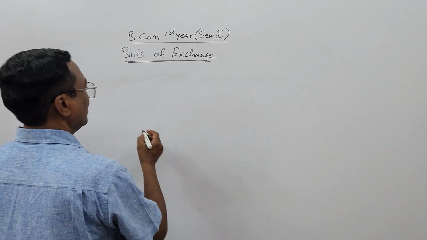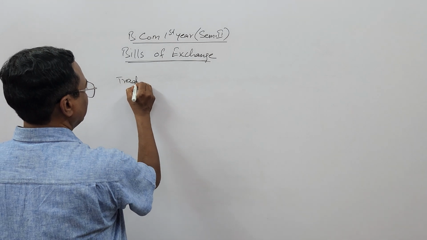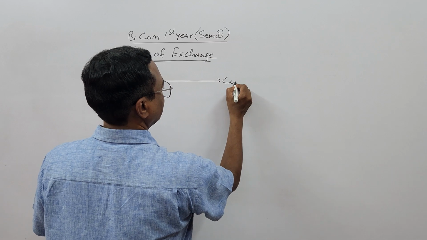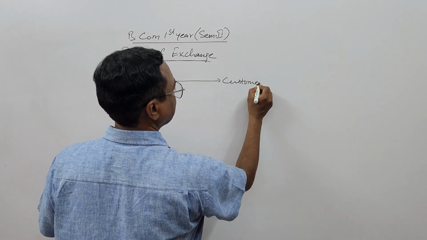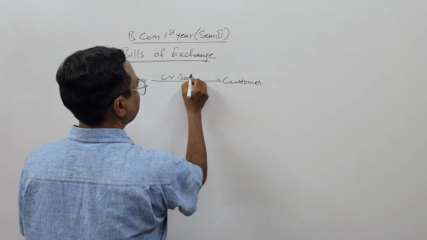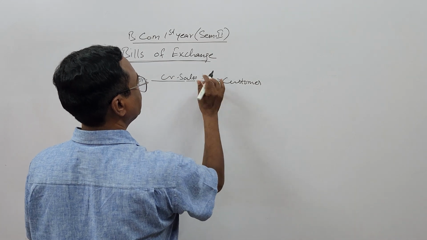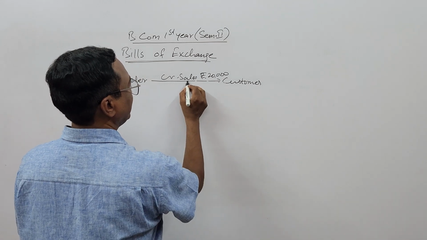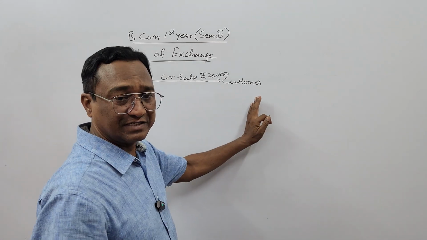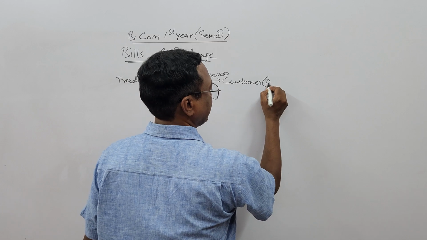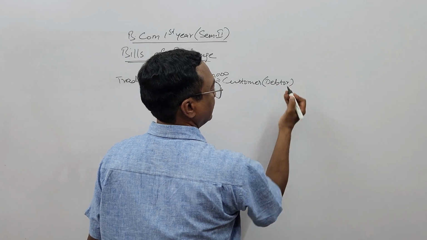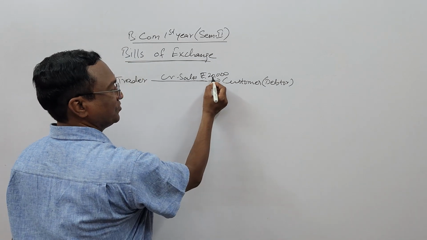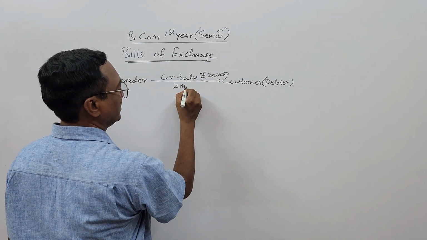The reason is when a trader is selling goods to a customer on credit basis, credit sales. For example, let us assume he sells goods of 20,000 to the customer. When he sells goods on credit to the customer, the customer becomes a debtor. For example, credit sales of 20,000, for 2 months time.